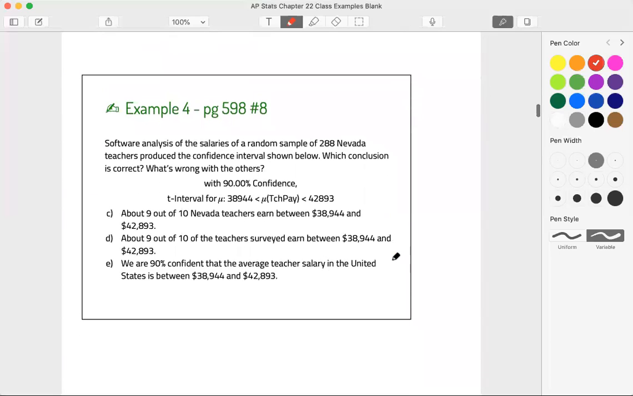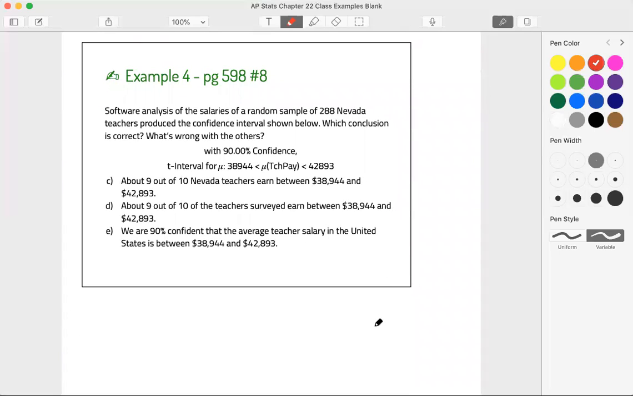Sample 4, C. About 9 out of 10 Nevada teachers earn between $38,944 and $48,893. This is incorrect because it talks about individual teachers. The interval talks about the mean. D, about 9 out of 10 of the teachers surveyed earned between $38,000 and $42,000. This is also incorrect because this is talking about a sample. The interval guesses what the true mean is. E, we are 90% confident that the average teacher salary in the United States is between this and this. This is wrong because this population says it's United States, where ours is Nevada.